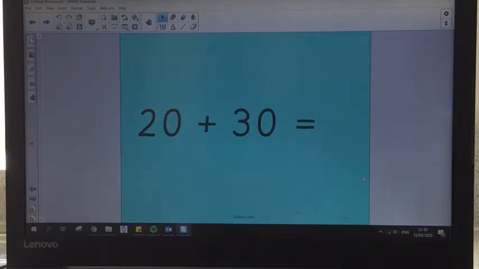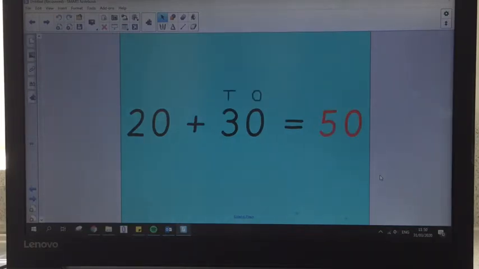Okay, next question. Slightly trickier now. We've got two bigger numbers here. 20 add 30. What is 20 add 30? Okay, I'll go through the answer now. 20 add 30 equals 50.